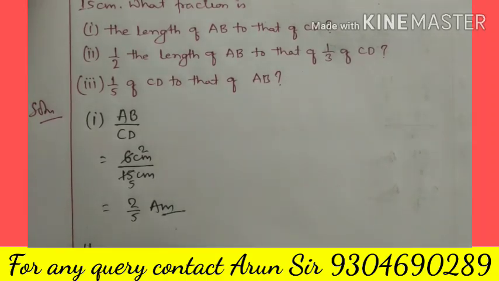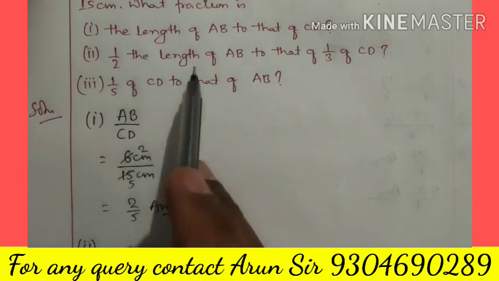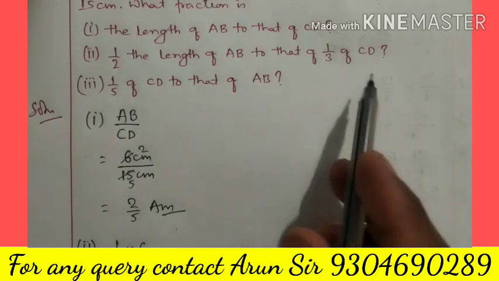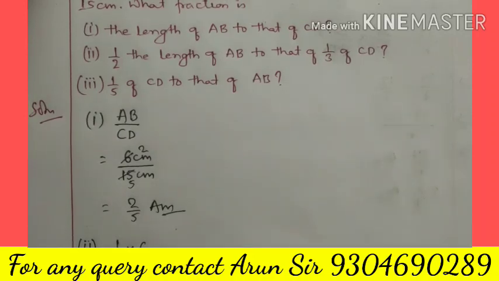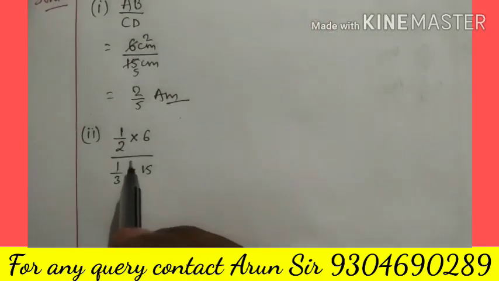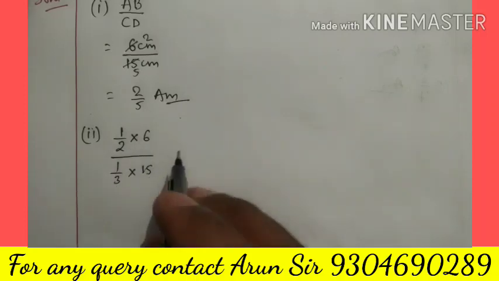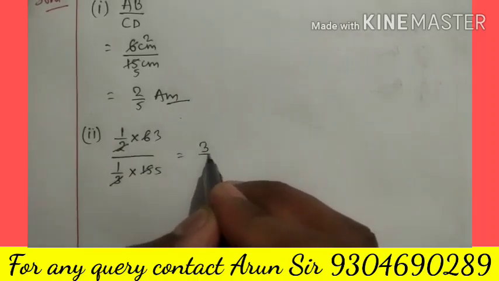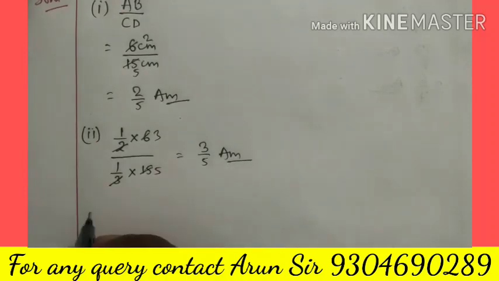Like this also, the second question is saying 1 by 2 the length of AB. It means 1 by 2 into the length of AB, 6 centimeter, to that of, like this, 1 by 3 of CD. The length of CD is 15 centimeter. Now this we have to solve. 1 by 2 of AB to 1 by 3 of CD. 2 3s are 6, 3 5s are 15. It will be 3 by 5. This will be our answer.